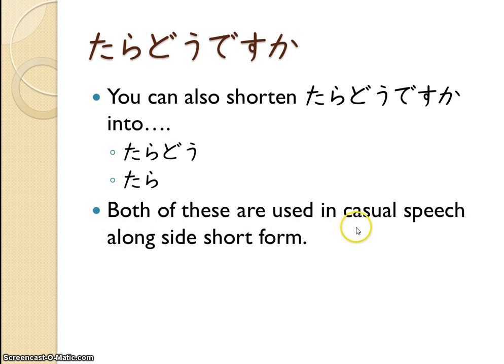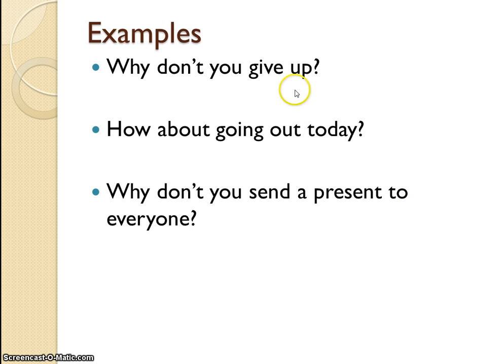Both of these are used in casual speech alongside short form. So you don't typically see these in a formal situation. They're only used when you are using short form. Okay, let's try these examples. Why don't you give up? How about going out today? Now, this don't is not a negative. Keep that in mind. It's suggesting that you should or you ought to. So don't try to write the negative of this.